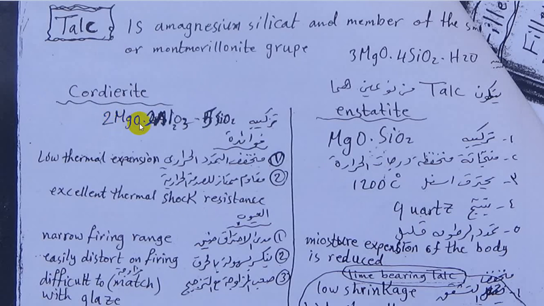So, the 2MgO, 2Al2O3, as well as 5SiO2, this composition or chemical formulation is for the cordierite, which is considered a sort of talc.